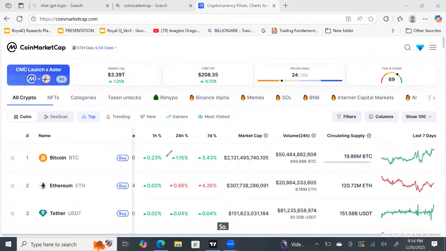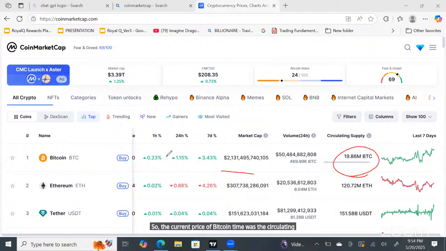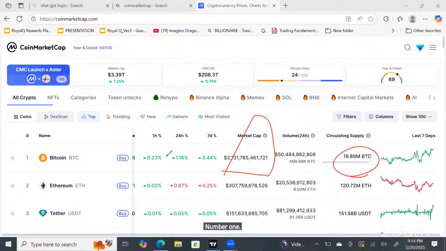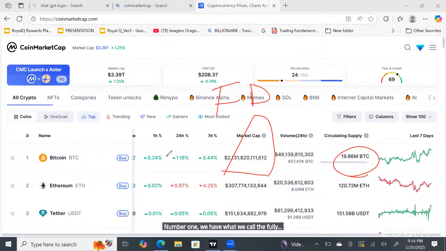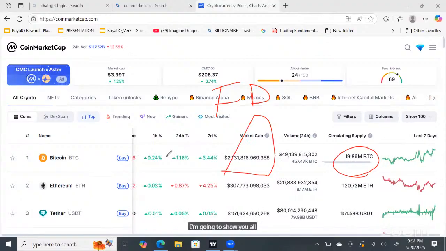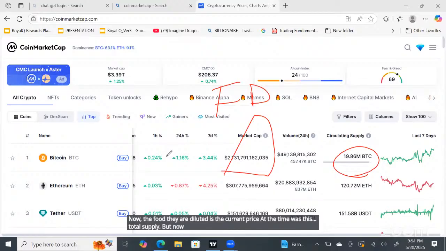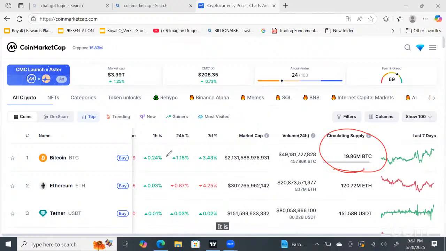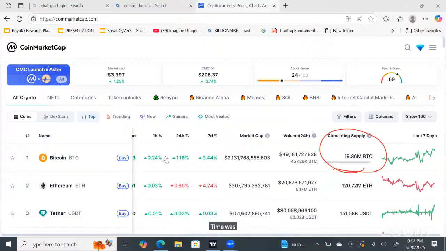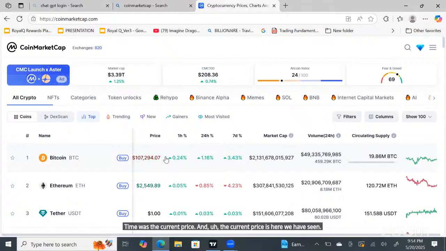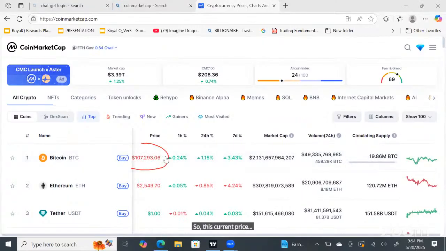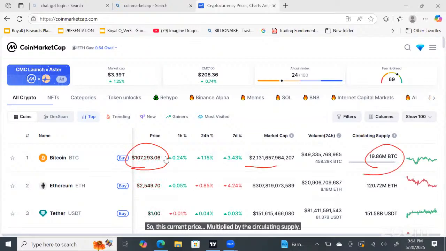So the current price of Bitcoin times the circulating supply gives us what we call the market cap. Now, market cap is divided into two. Number one, we have what we call the fully diluted market cap. I'm going to show you all that, but let's start from here. The fully diluted is the current price times this total supply. But to find how much money is in Bitcoin, it is the circulating supply, meaning the amount of Bitcoin that people have, times the current price. This current price multiplied by the circulating supply gives us the market cap.